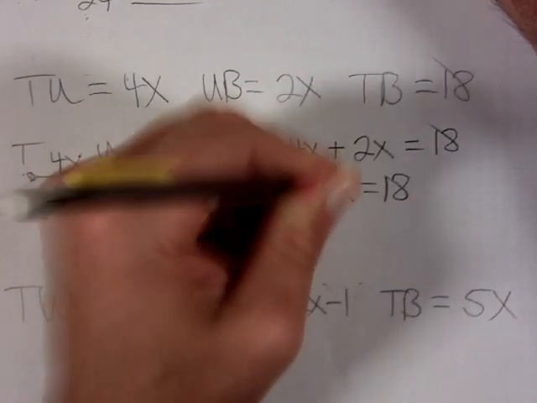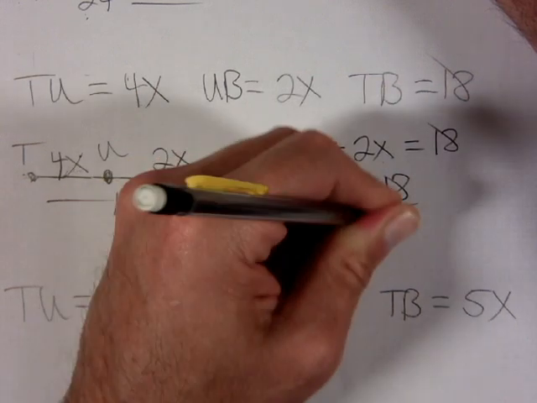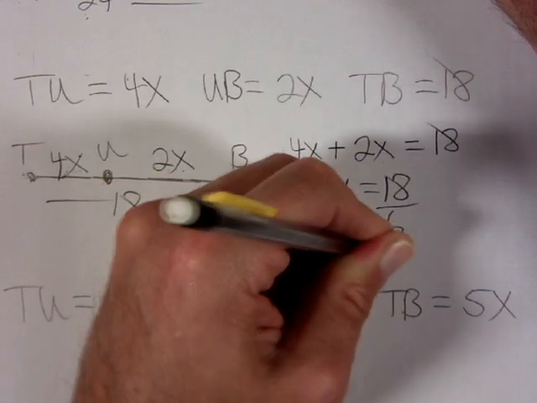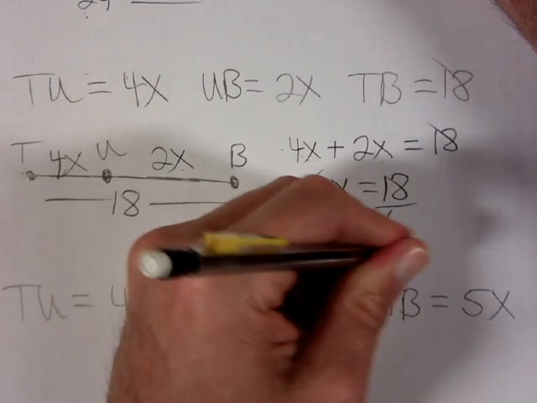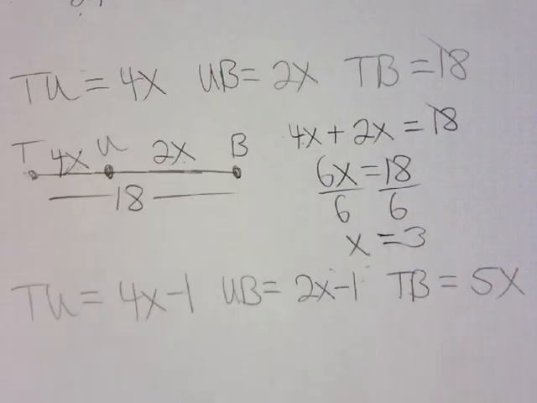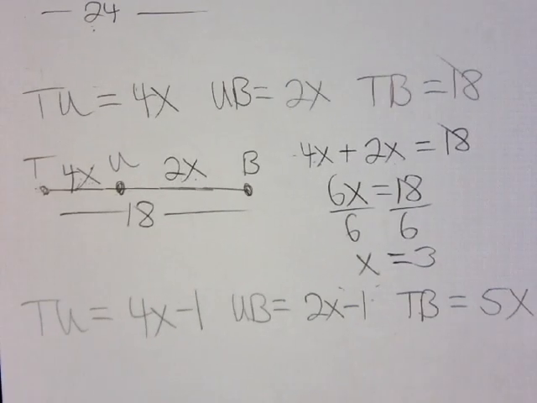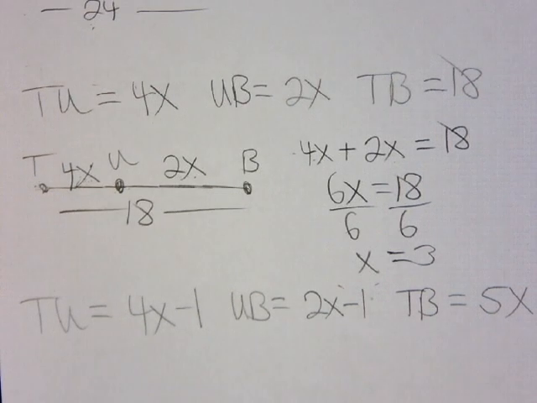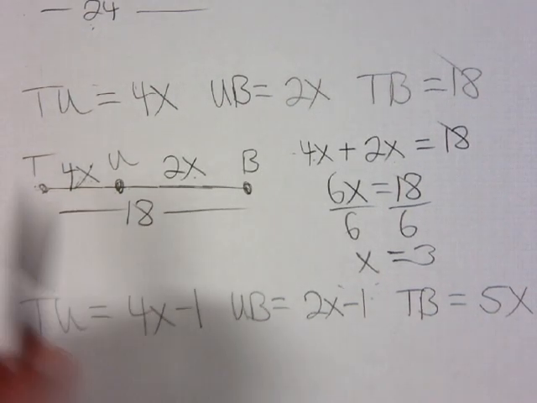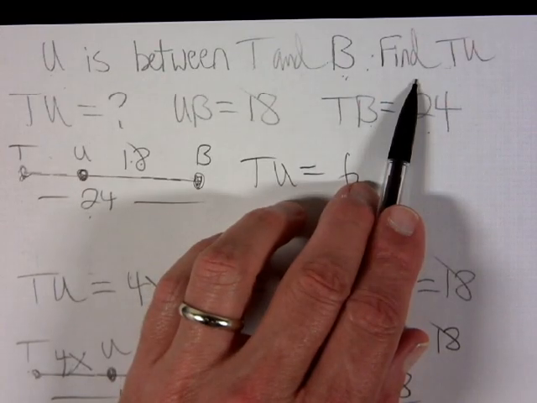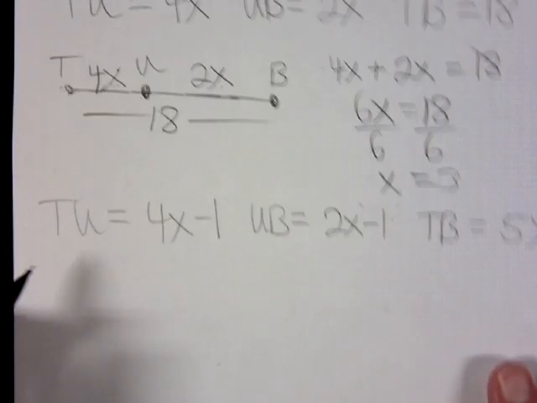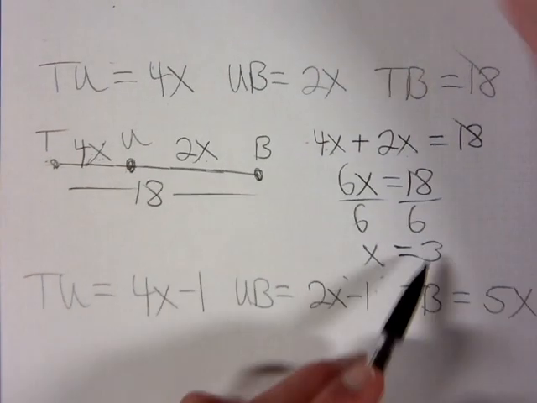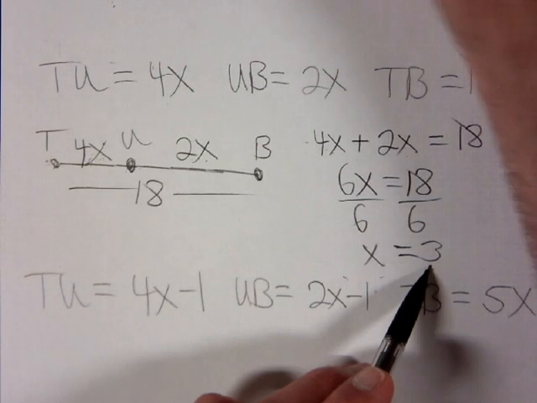Now I'm ready to divide both sides. We can divide it by 6. And then I'll have x is equal to 3. Now let's stop here for just a minute. 3 is not the answer, because the question didn't say to find x. The question says to find the length of TU. Now I can use x to help me find TU, but remember, x is not the answer. That's not what they ask you to find.